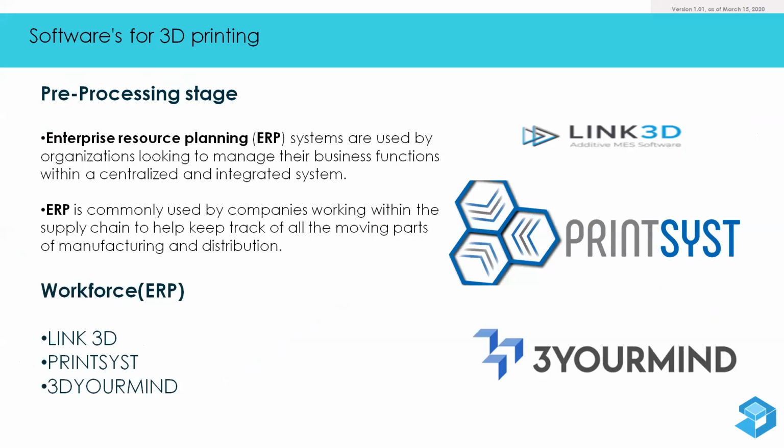Now, as we are advancing into the future, certain softwares are actually available to automate your whole process. Some of these softwares are called ERP softwares, or enterprise resource planning softwares. What happens is that you are able to automate the whole process that is going on. For example, let's say you have a 3D printing service.